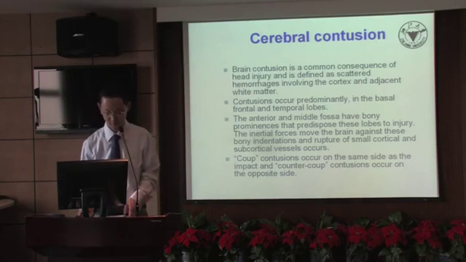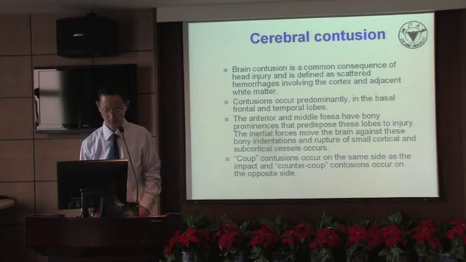Cerebral contusion. Brain contusion is a common consequence of head injury and is defined as a scattered hemorrhage involving the cortex and adjacent white matter. Contusion occurs predominantly in the basal frontal and temporal lobes. They can also occur in other lobes of the brain and the cerebellum.